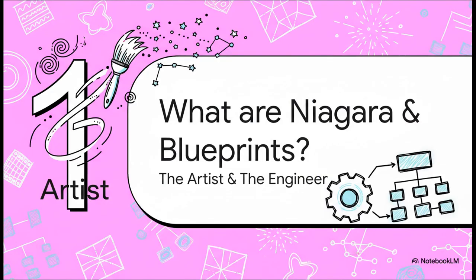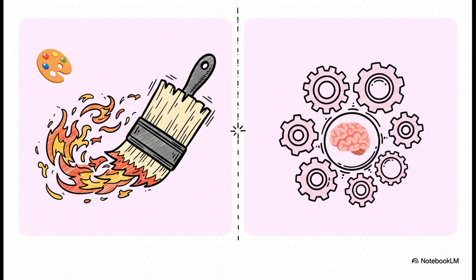So, what are Niagara and Blueprints, really? The best way to think about them is like a partnership. You've got an artist and an engineer. They both have very different jobs, but they absolutely need each other to get the final result. And here's the core difference. Niagara, that's your artist. It's a whole system built to control how an effect looks. The shape of the flames, the color of the sparks, how thick the smoke is. It's all about the visuals.